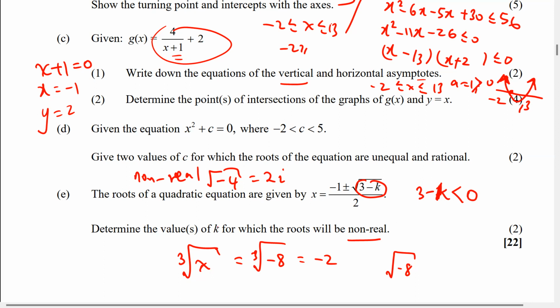All right. Any questions? Okay, yeah, the roots of the quadratic equation are given by this. Determine the values of k for which the roots are unreal, which is given 2 marks. You don't need to look at anything in this question except the square root, and then say 3 minus k is less than 0, and then you solve for k. Here the k has a negative before it, so the answer will be k is bigger than 3.